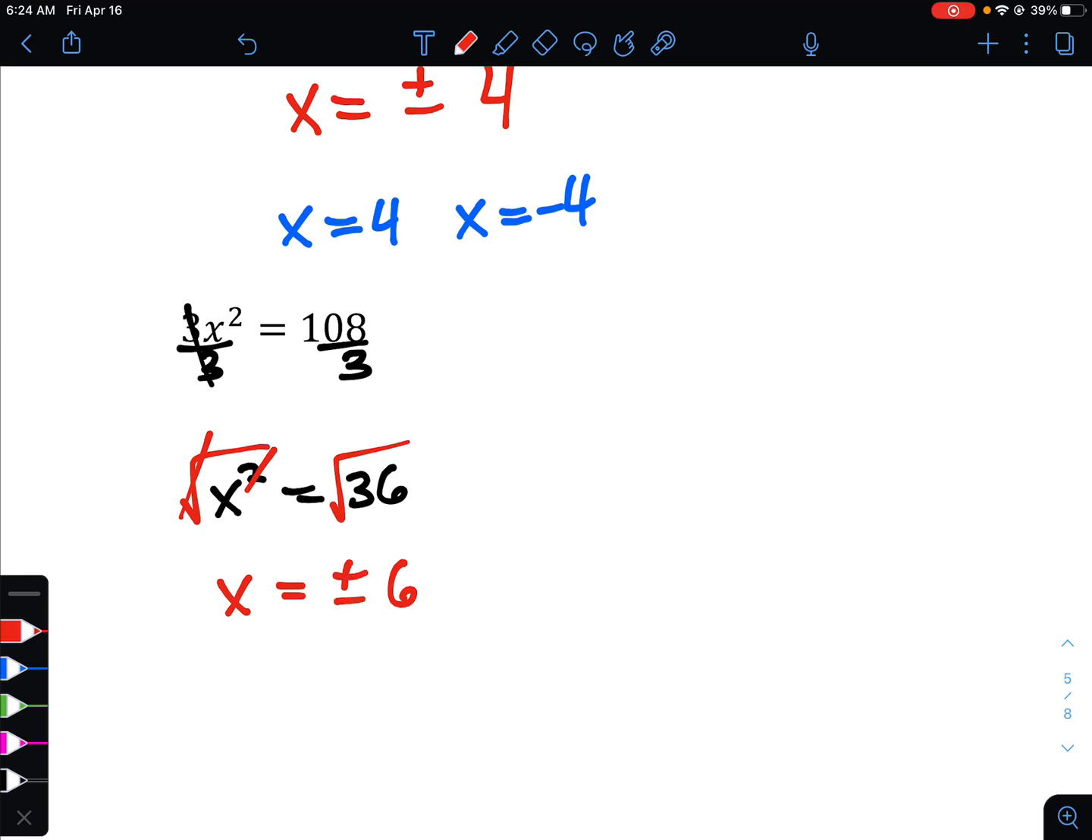And then don't forget to say that both positive and negative 6 would work. And then if you want to list those separately and say x equals 6 and x equals negative 6, that would work too.